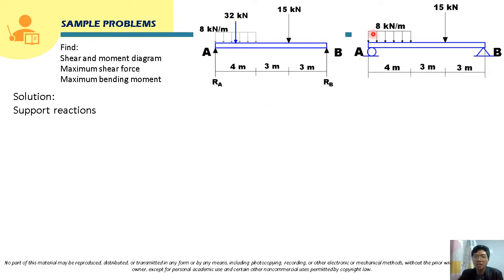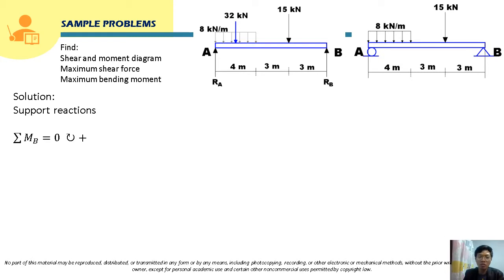Here, class, we are going to convert this distributed loading into its equivalent point load or concentrated load. That will just be the area of this rectangular loading, which is 8 times 4, that is actually 32. The position of this concentrated load will just be at the mid-span of the loading, which is 2 meters here or 2 meters here. From here, now we can solve for the reaction at A by taking moment at point B.